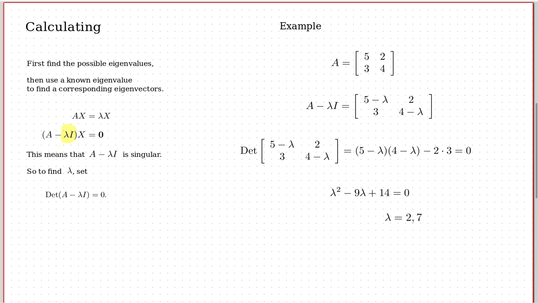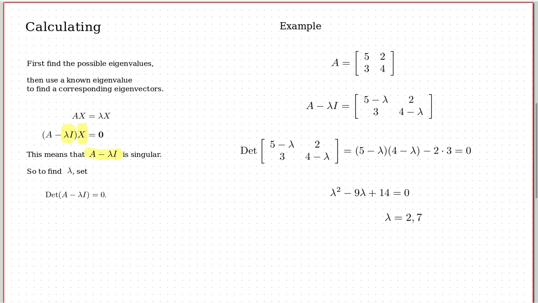Now, if A minus lambda x times x is equal to 0, that means that A minus lambda I times x is equal to 0. That means A minus lambda I is singular because it has a non-trivial null space, right? That means that x is a null vector, so it's in the null space of A minus lambda I, and so that means A minus lambda I must be a singular matrix.